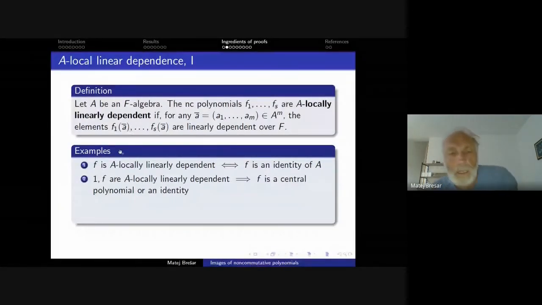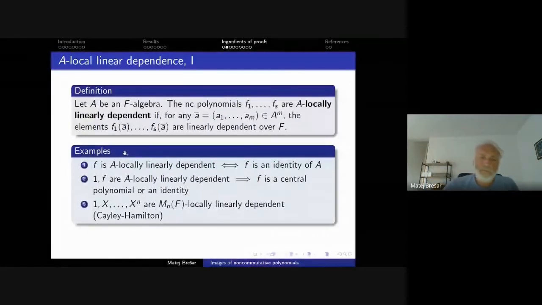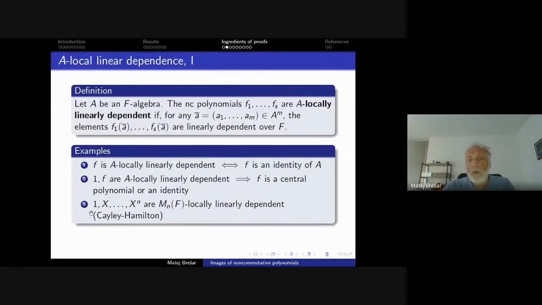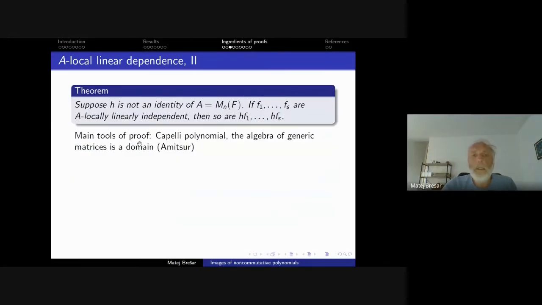And the following example is also important for what I intend to talk about. By the Cayley-Hamilton theorem, the polynomials 1, x, x^2, up to x^n, are locally linearly dependent in the matrix algebra, obviously. So the first theorem is just a preliminary theorem for the main results I talked about before, but perhaps these results that I will now present are of some interest in their own right.